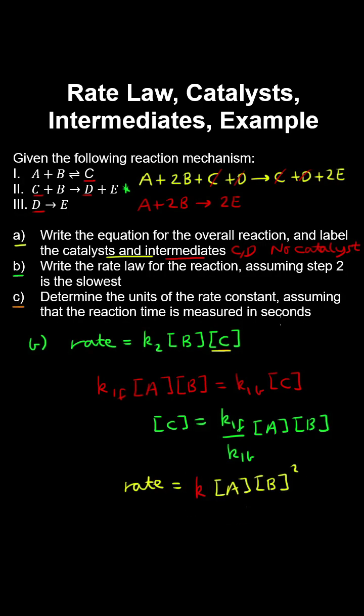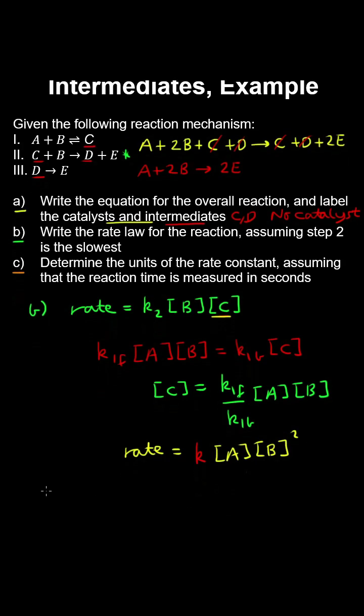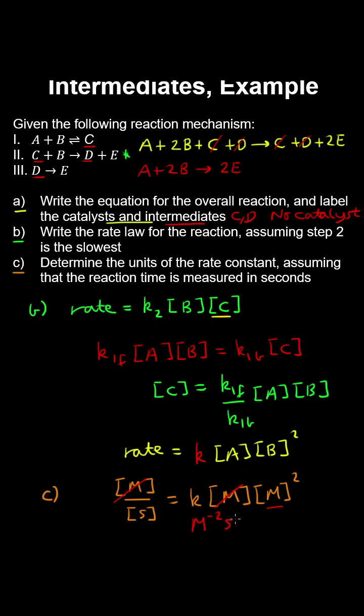Now in part C, we're asked to determine the units of the rate constant. So using dimensional analysis on the rate law, and then if we divide through by molar squared, the units of the rate constant are molar to the -2 per second to the -1.